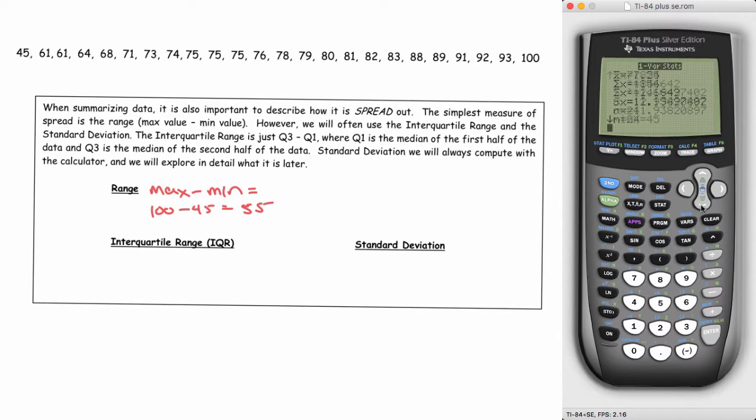Now just scroll down and you'll notice that Q3 is, so again the interquartile range is Q3 minus Q1. Q3 ends up being, looks like, 85.5. And Q1 is 72. And when you subtract that, you get 13.5. Okay, so that's how we find the interquartile range.